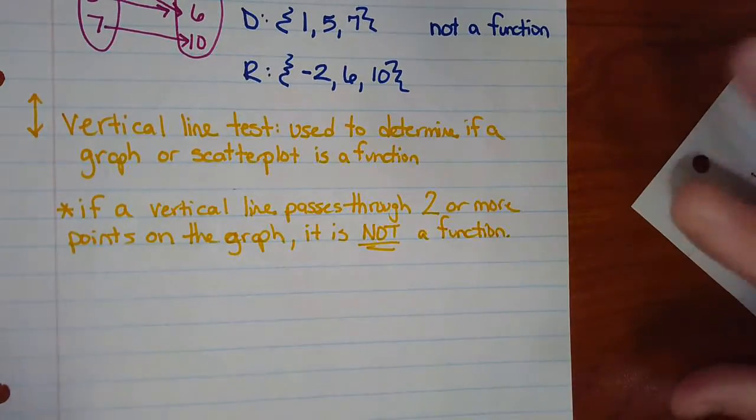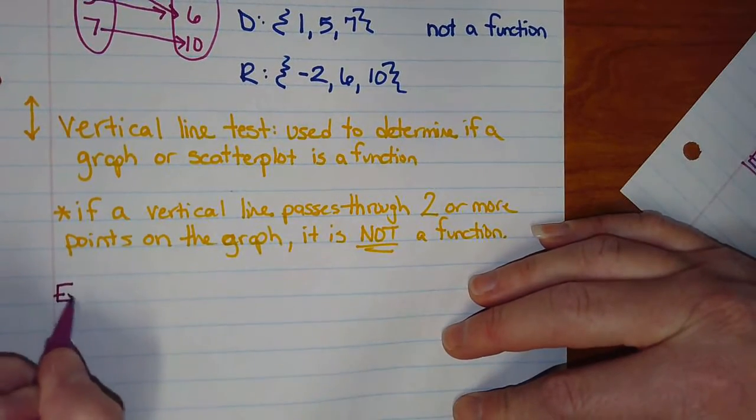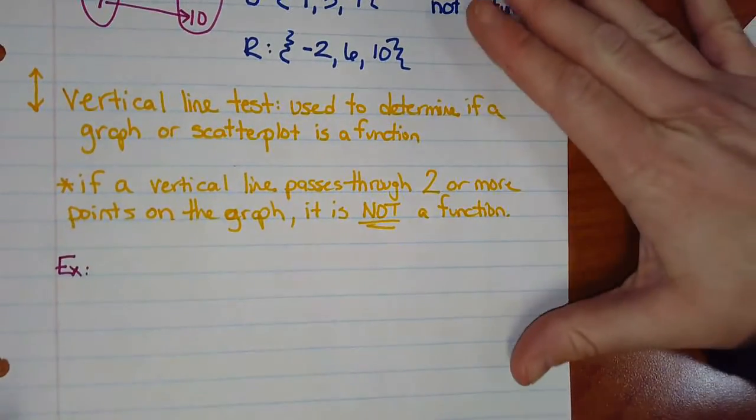So same thing, if your x's repeat, it's not a function. If your line passes through two or more spots, it's not a function. So you just got to keep an eye on that.